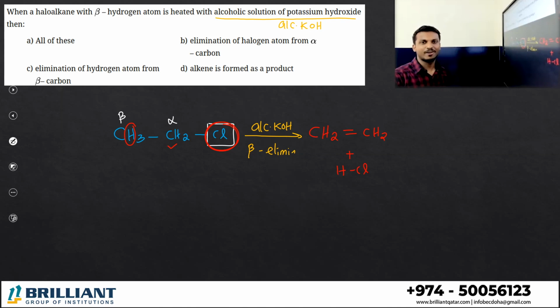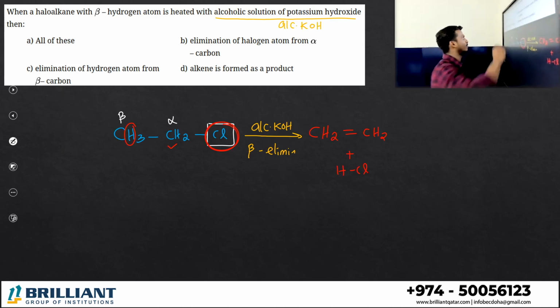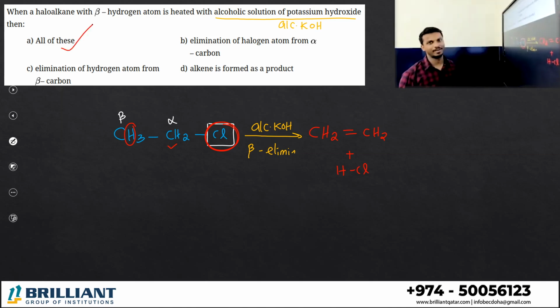Again, option A given all of these. Let us check it. Option B, C, D are possible or not. What is option B? Elimination of halogen atom from alpha carbon. Yes, halogen is eliminating from alpha carbon. Option C, elimination of hydrogen atom from beta carbon. Yeah, we took hydrogen from beta carbon. Alkene is formed as a product. I told you after the elimination, make a double bond between alpha beta. Yeah, your product is an alkene. All of these are correct for beta elimination.